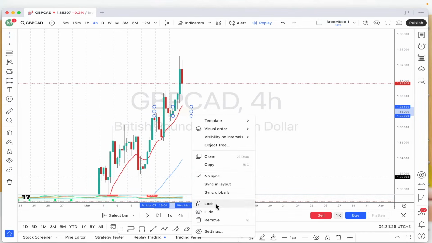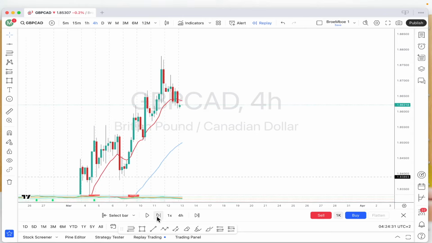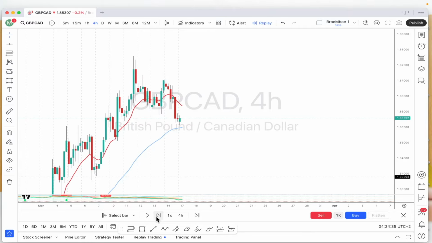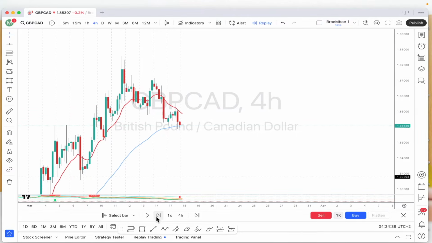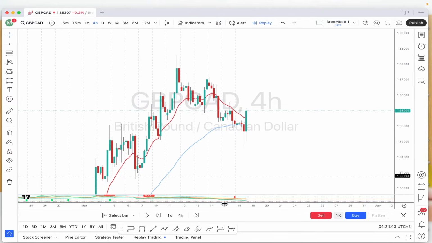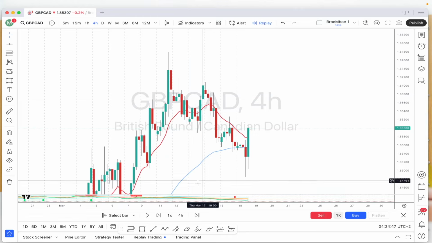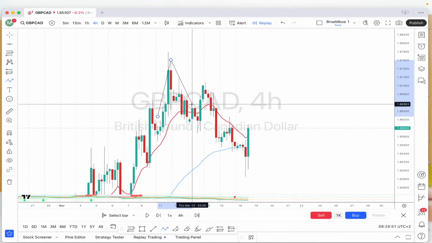All right, now I'm going to show you the setup that I took because I love taking these near peak formations. So this was the exact same pair, and what I had seen was something like this. You look at this. I've got an M formation.